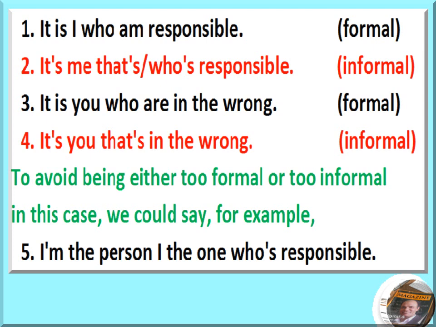It is I who am responsible. Formal. It's me who's responsible. Informal. It is you who are in the wrong. Formal. It's you that's in the wrong. Informal. To avoid being either too formal or too informal in this case, we could say, for example, I'm the person, the one who's responsible.